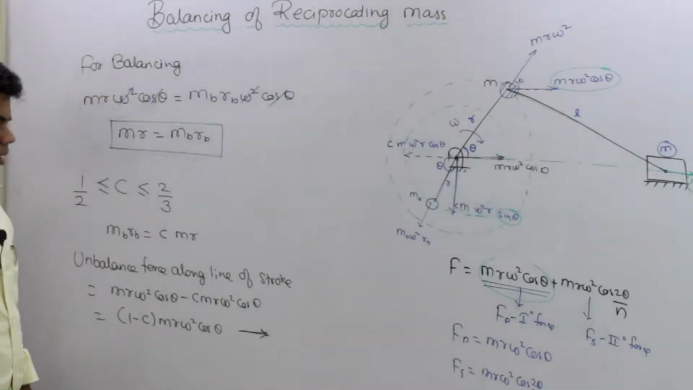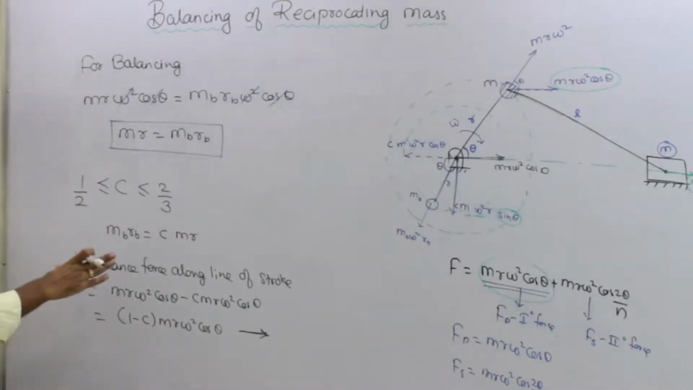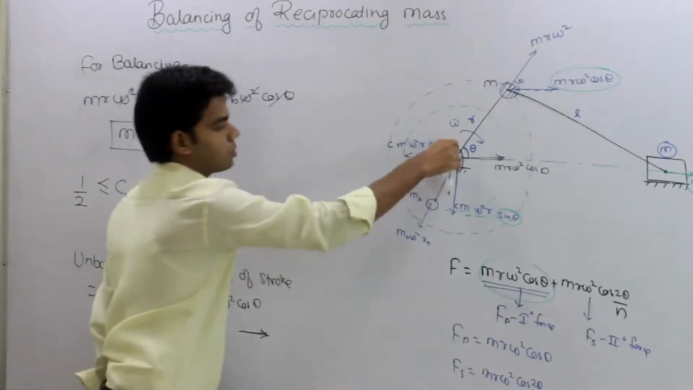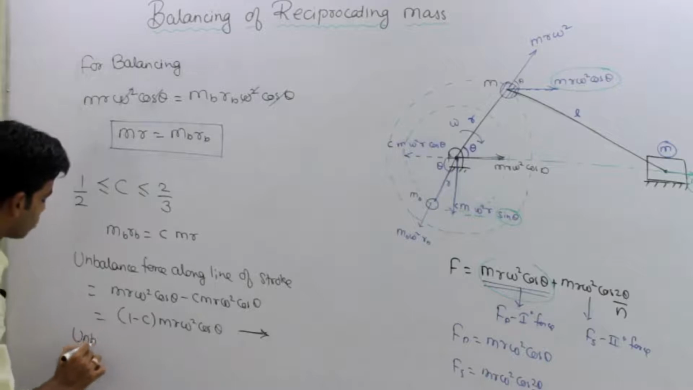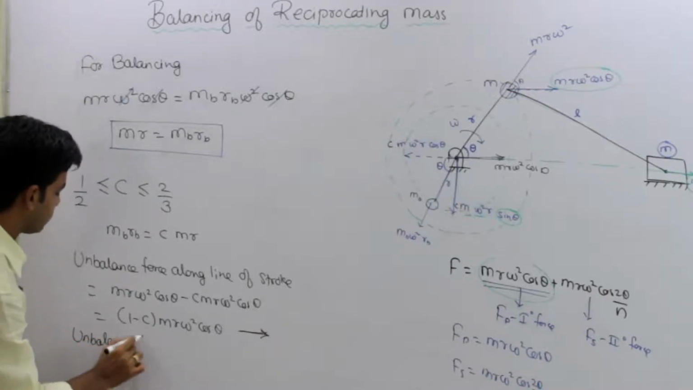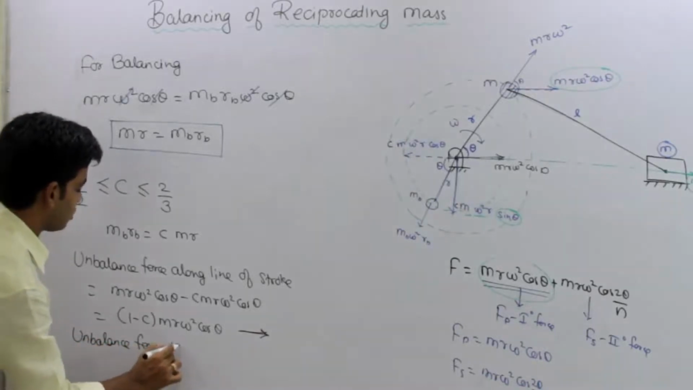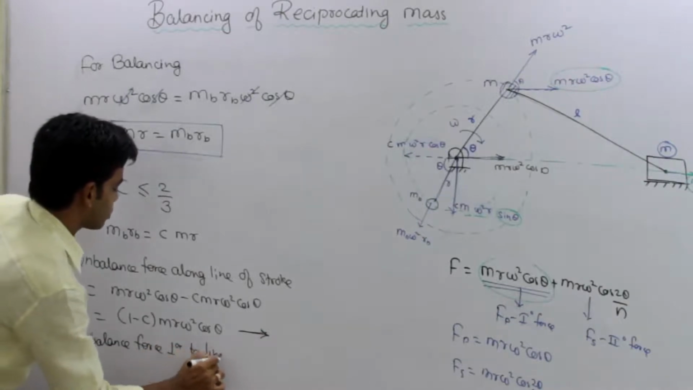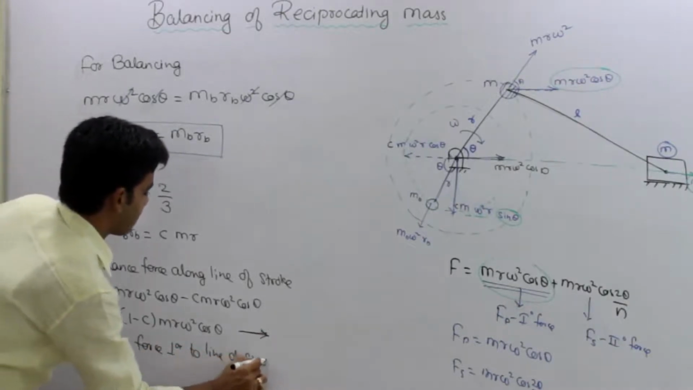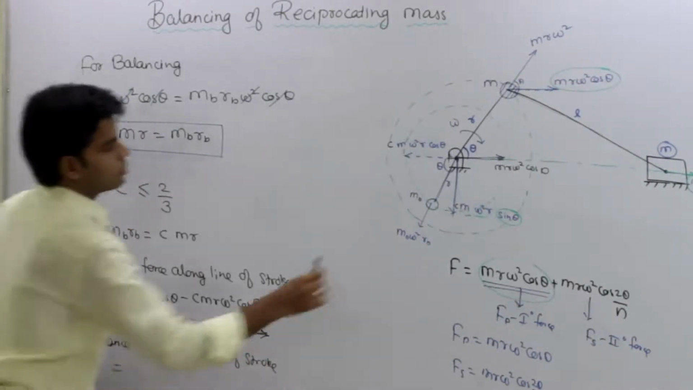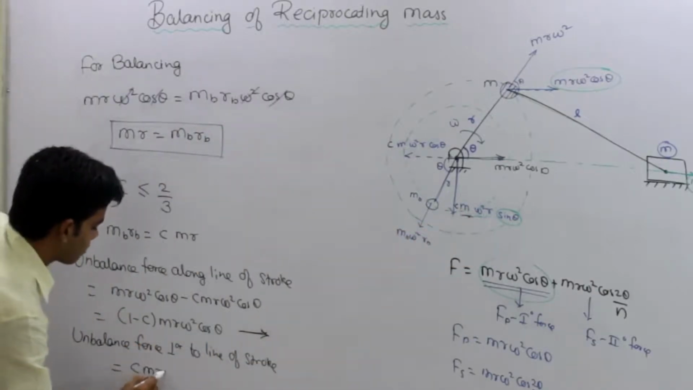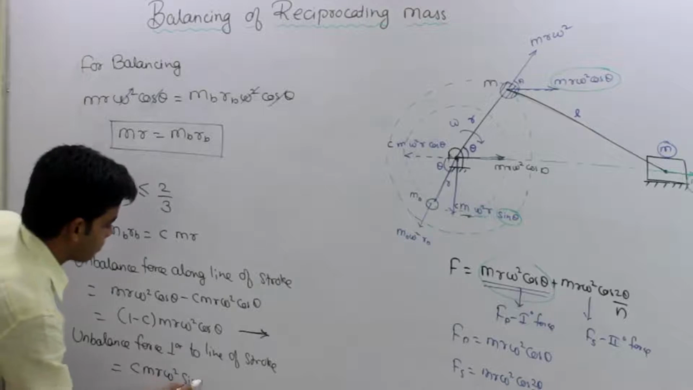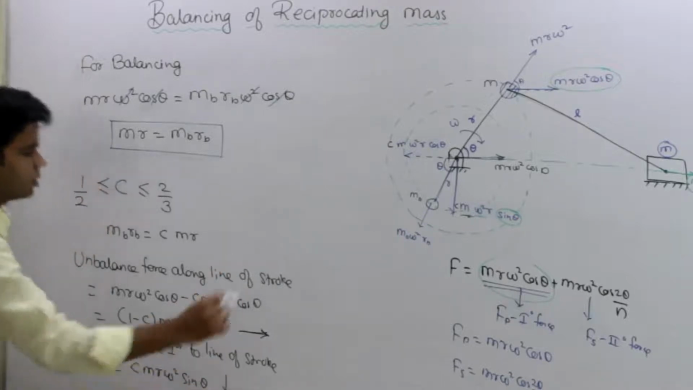Getting this or not? Okay, similarly the unbalanced force perpendicular to the line of stroke. How much unbalanced force is there perpendicular to the line of stroke? This will be equal to what? How much? c m r omega square sin theta, and this is directed downward.